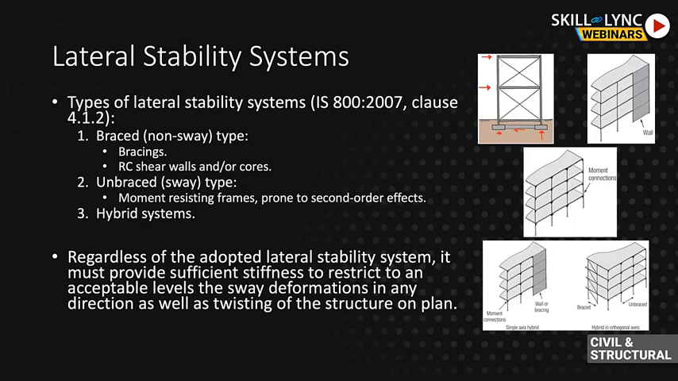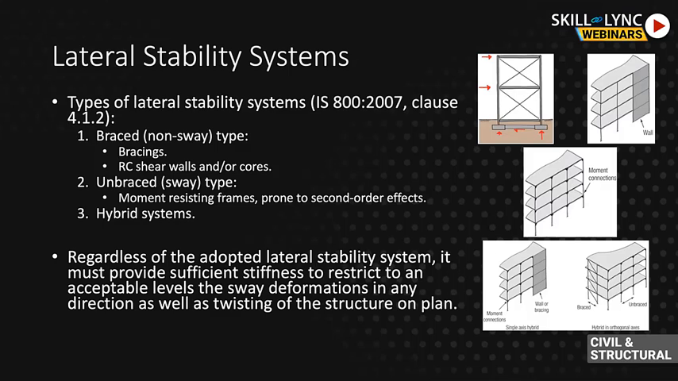Basically, IS 800 2007, clause 4.1.2, classifies your lateral stability systems into two main types. So you have braced, sometimes referred to as non-sway type, and you have unbraced, again, sometimes referred to as sway type. So examples of braced non-sway type would be steel bracings and in steel buildings, would also be reinforced concrete shear walls and/or cores.